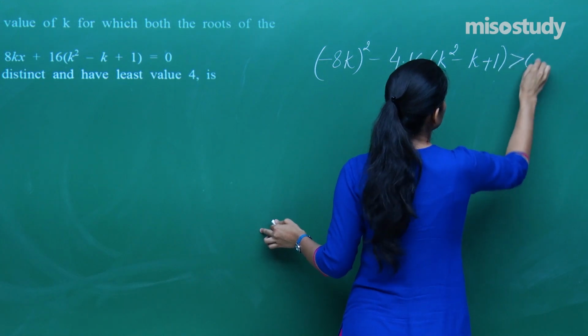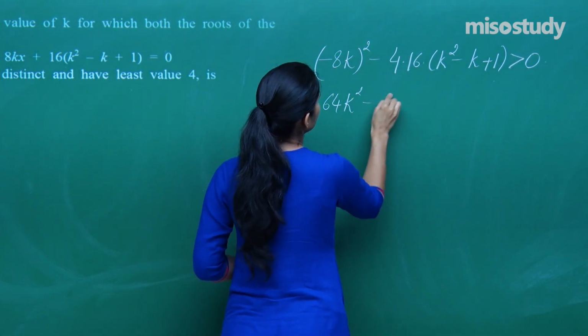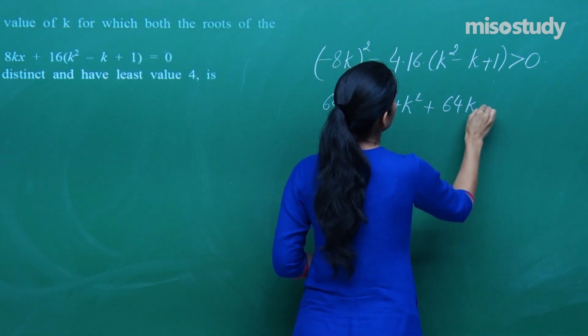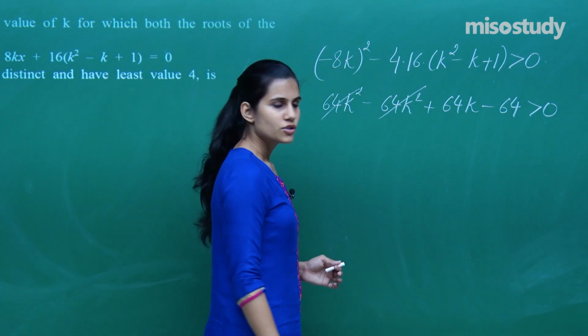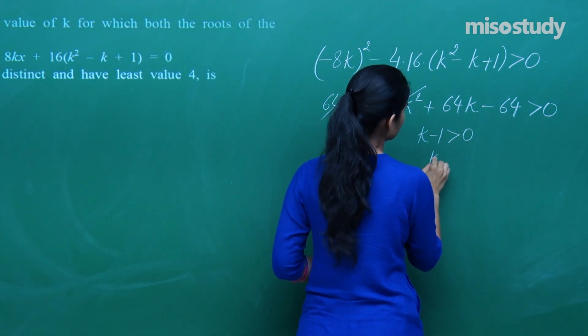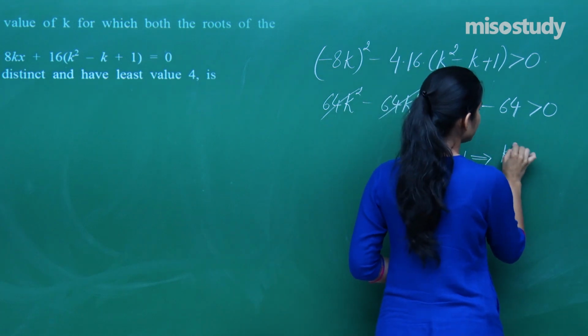This is positive. This when you solve, you get 64k square minus 64k square plus 64k minus 64. So 64 common, k minus 1 is positive, that means k is greater than 1, but k is an integer, that means k is greater than equal to 2.